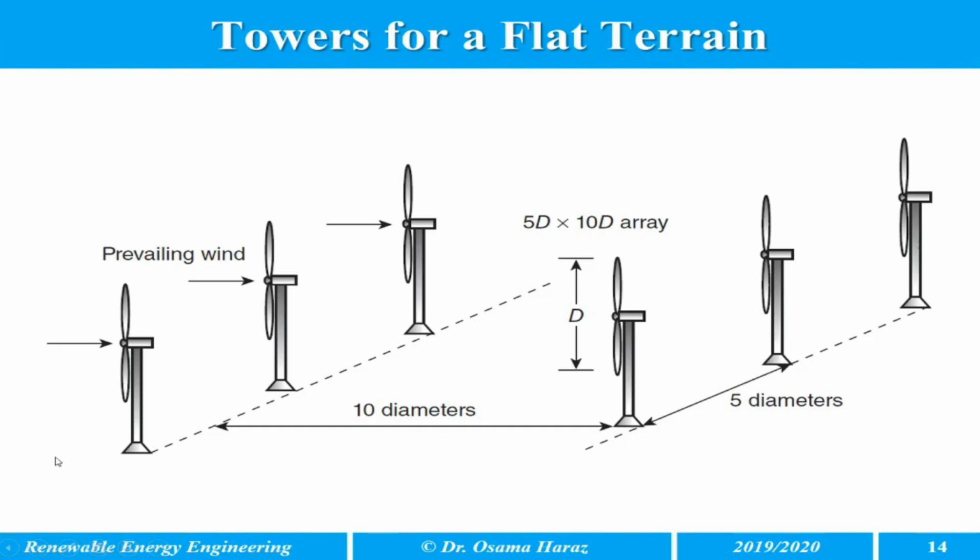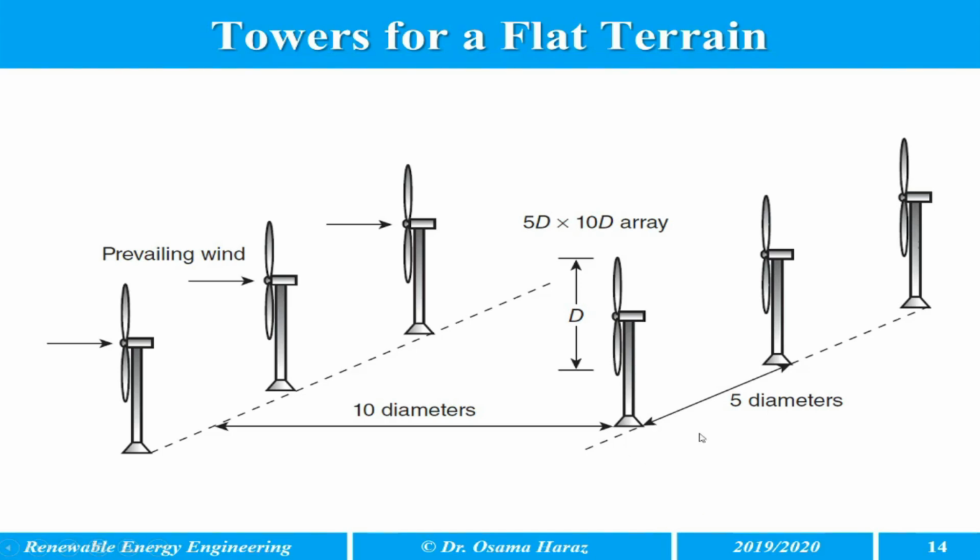Towers for a flat terrain. We install the wind farm like this. This is the wind turbine. Between these, we are going to make a row. And in this row, the diameter of the wind turbine is D. So the area will be 5D times 10D. The spacing between each turbine will be 5 times the diameter, 5D.